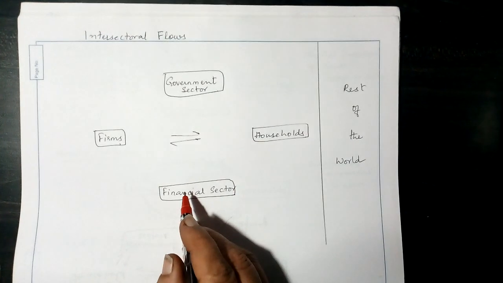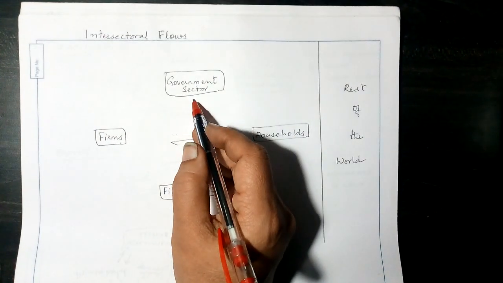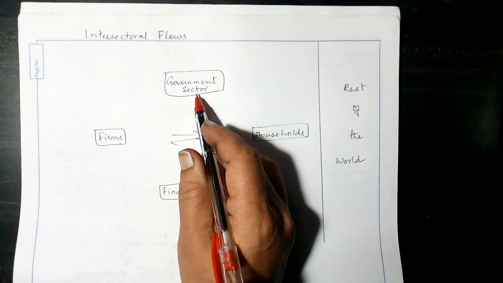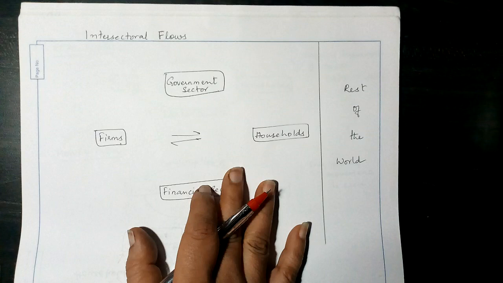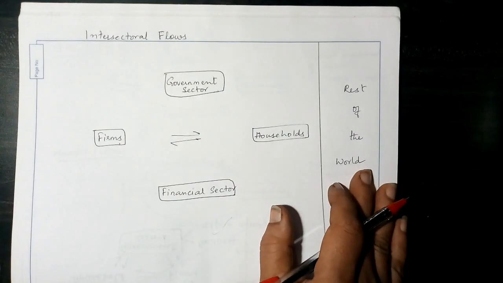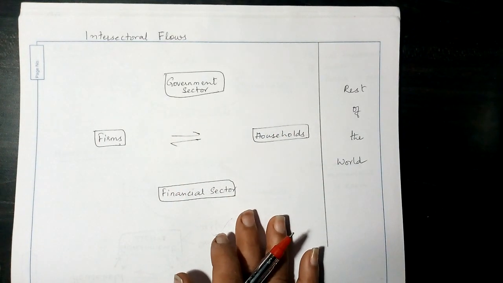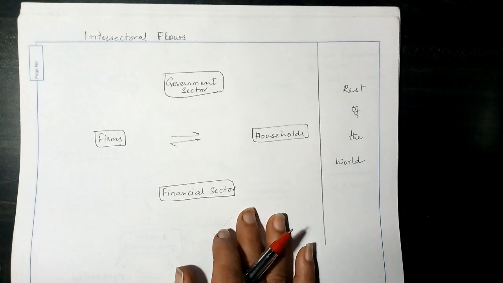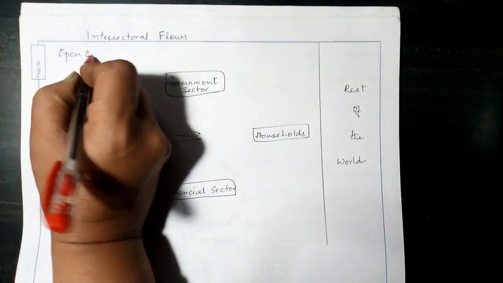So far we learnt only the two sectors. Now the introduction of the government sector makes it a three-sector economy. And if you introduce the financial sector like banks, then it becomes a four-sector economy. We also have, in an open economy, to deal with the rest of the world. So here we will see how these different sectors depend on each other in an open economy. This is an open economy.